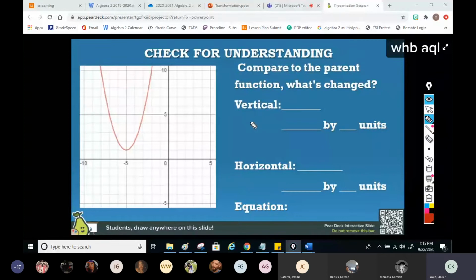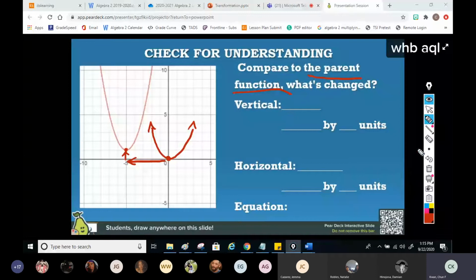All right, so always compare with the parent function. Compare with the parent function, what's changed? The parent function starts right here at the origin. The new one is right here. So that means it's definitely shifted to the left, and it also shifted up a little bit.